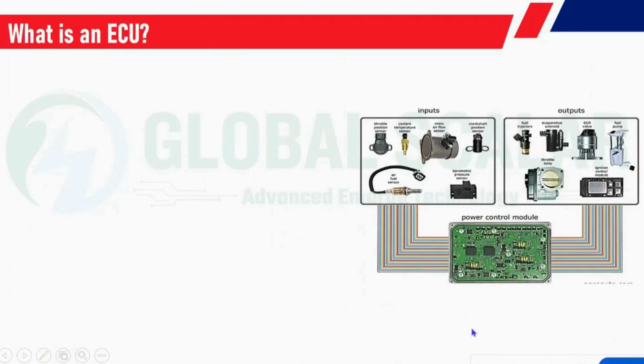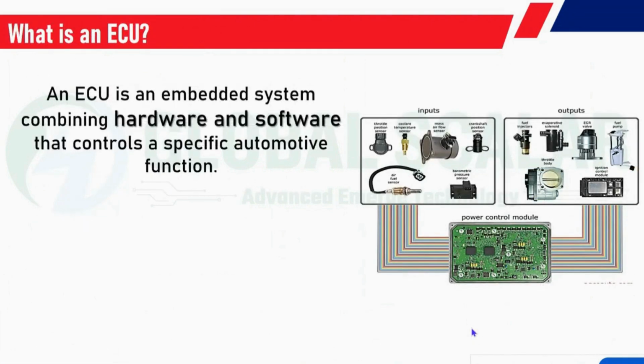In some critical applications we use the real-time operating system. And what is the ECU here? ECU is the embedded system. It is a combination of the hardware and software that controls the specific automotive application.